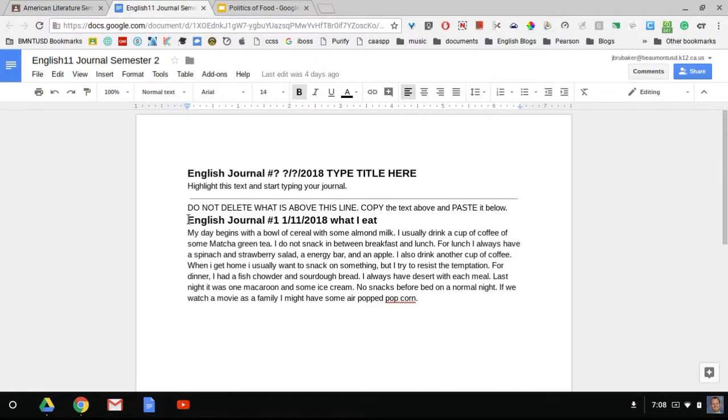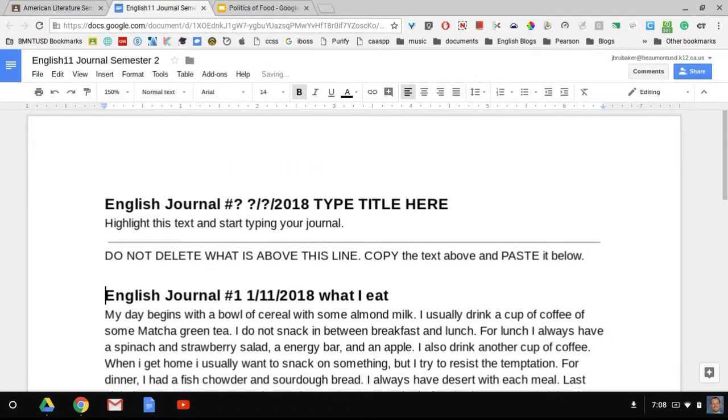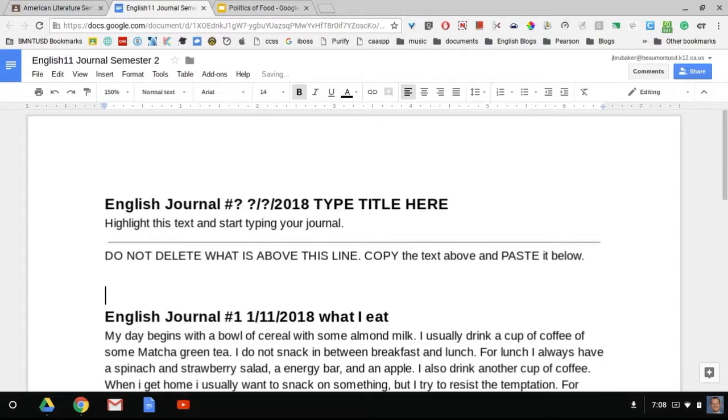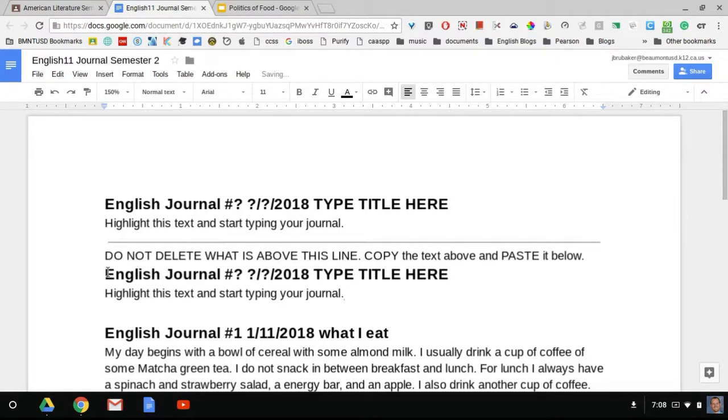All right, anytime we make a new English journal, we're going to click in front of our old one and press enter 2 times, press our up arrow twice, come up here, copy this text, and paste it right below these words where it says don't delete this. Press Control V. Okay, this will be English journal number 2. Remember, the new one always goes at the top. Today is the 16th of January.